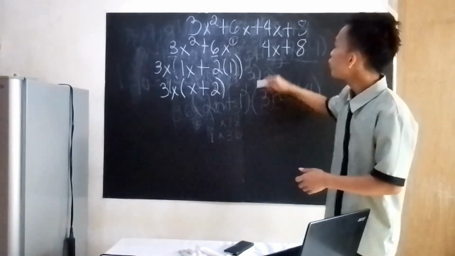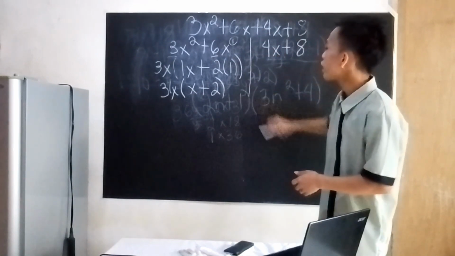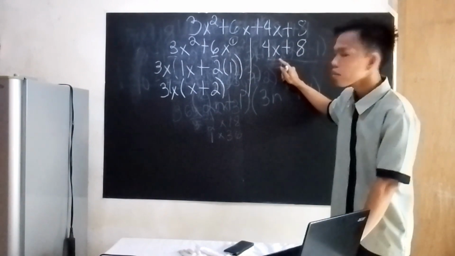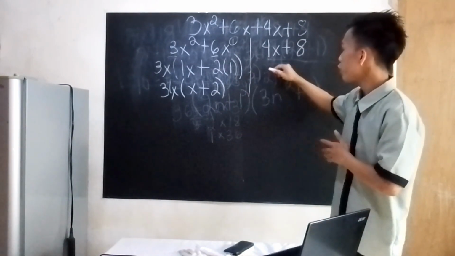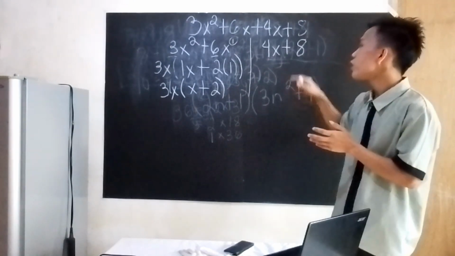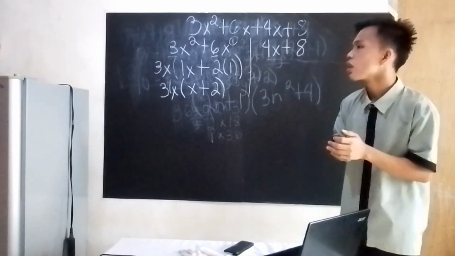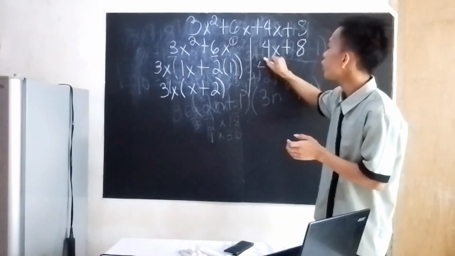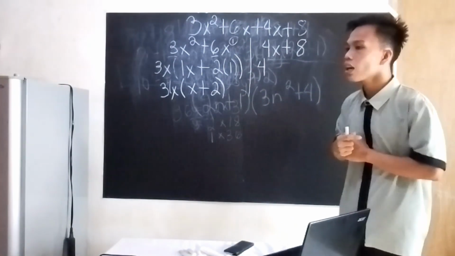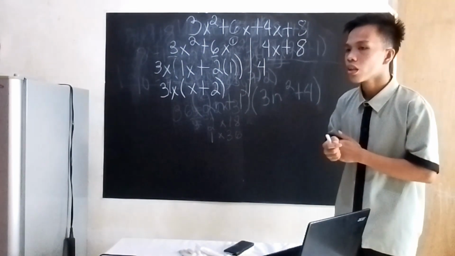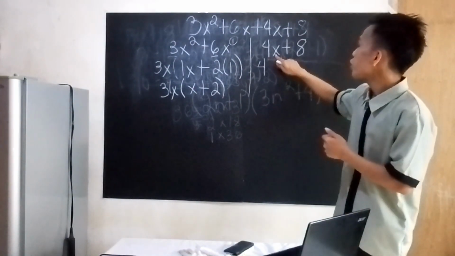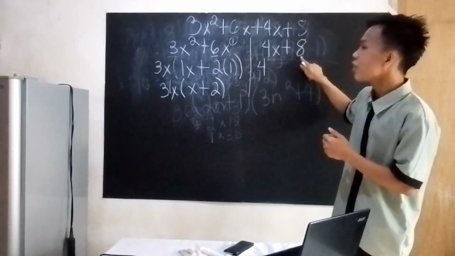So let's move to the right side. What is our next step in here? That's right, so we are going to perform GCF. So what is their common? Or what number can you divide to 4 and 8? That's right, so that will be 4. So shall we put x in the common? No, because the 8 does not have a variable.